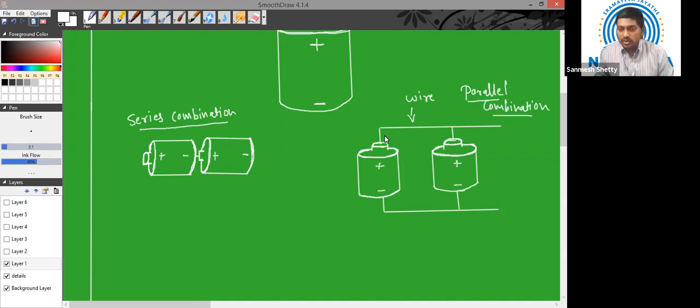As we can see, with the help of connecting wires, I have connected the positive terminal of my first cell to the positive terminal of my other cell and the negative terminal of the first cell to the negative terminal of the other cell. So such an arrangement is called a parallel combination. So let us write the answers.